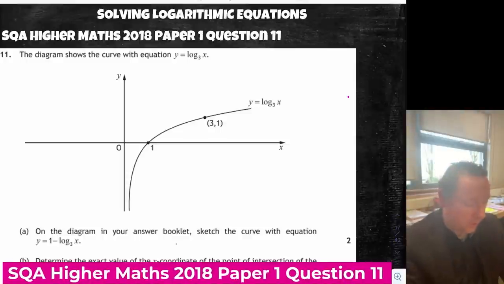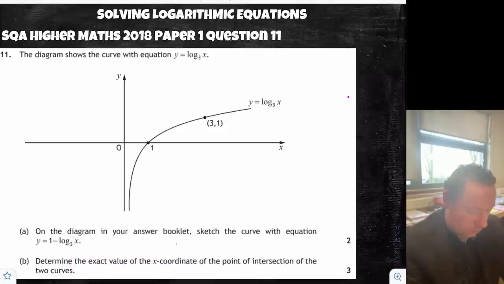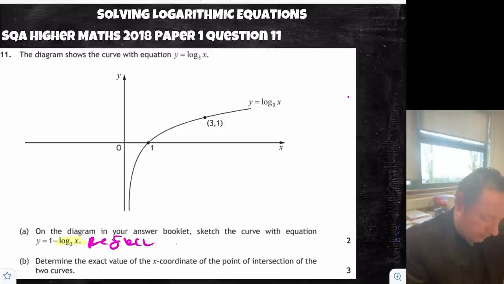Solving logarithm equations, SQA Higher Maths 18, paper 1, question 11. The diagram shows log 3x. On the diagram in the answer book, sketch the curve of equation 1 minus log 3x, and then find the point of intersection between the curves, which will be solving the logarithmic equations. So 1 minus log 3x: the minus part here tells me to reflect in the x-axis, and then the 1 part, which I'll do in another color here, tells me to then move up by 1.